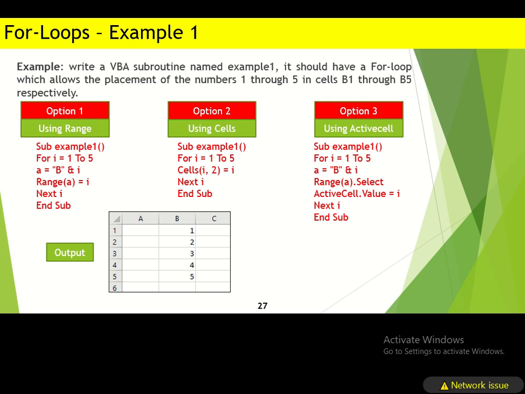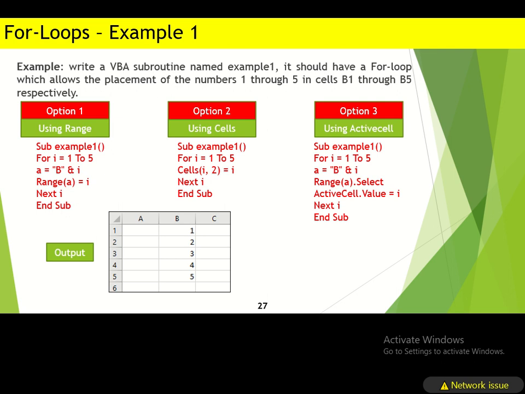Okay. So you see the first statement is what? We start with Sub, the name of the subroutine, and the 2 brackets. Now the for loop comes. How many times do I want to run this? I want 5 numbers, so I want to run it 5 times, from 1 to 5. Each time I want to print a value. Which value is that? The value of i, 1 to 5.